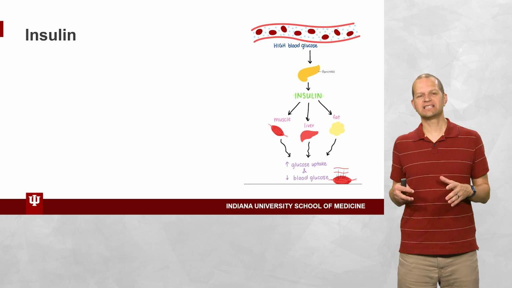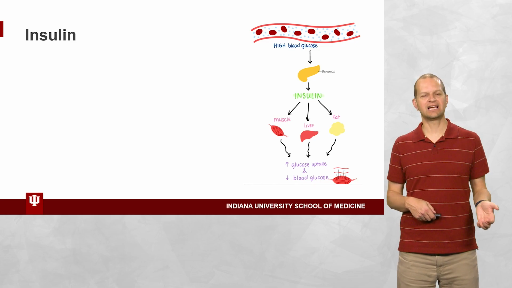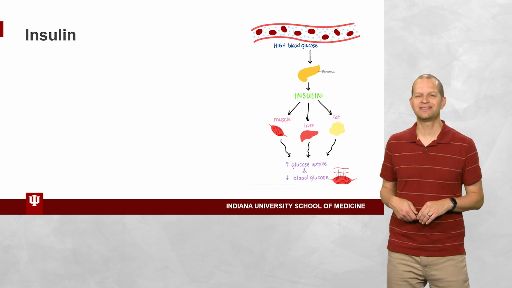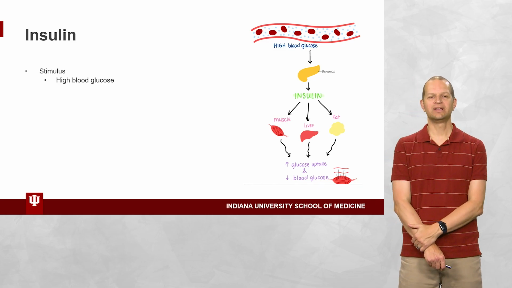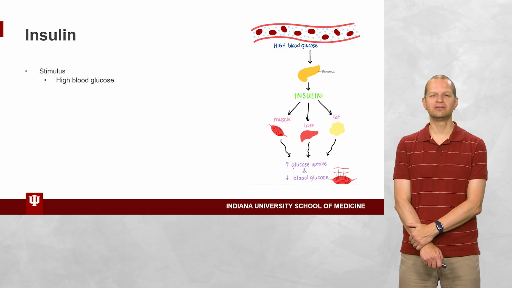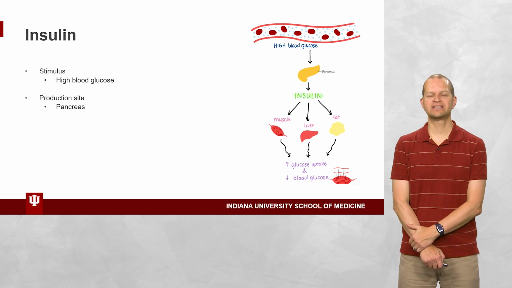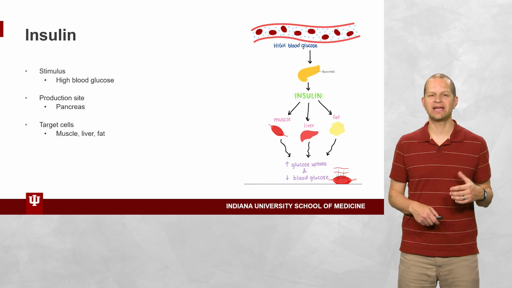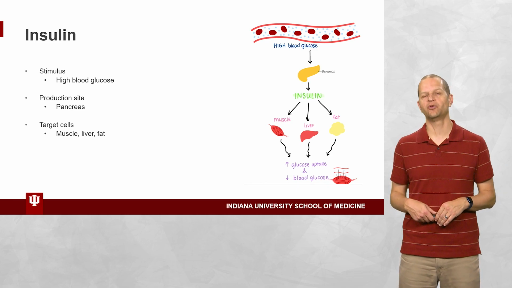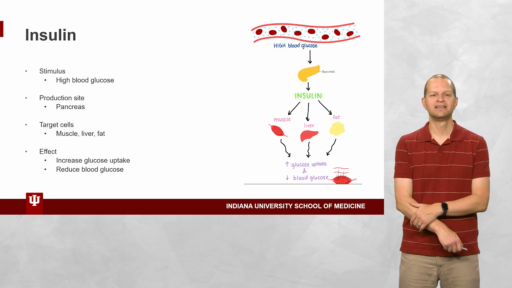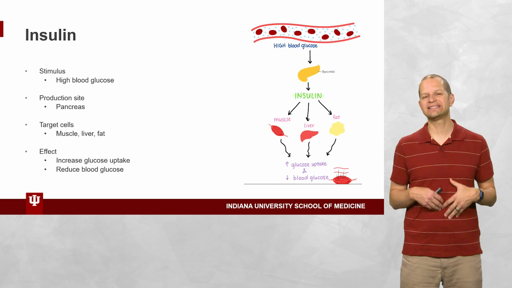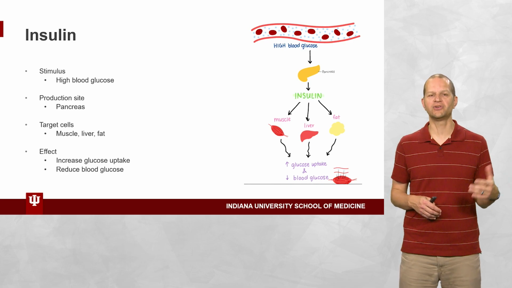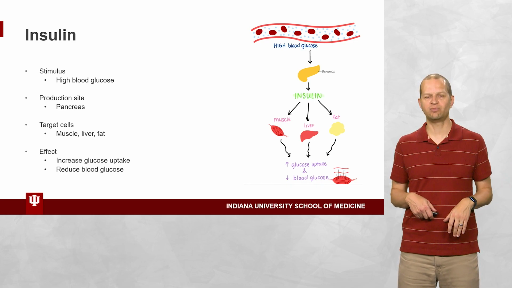From there, we're going to transfer over to the pancreas, and we're going to talk about two hormones with the pancreas. So we've got insulin, which is stimulated by high blood glucose. This is produced in the pancreas, and what happens is the pancreas releases insulin. It targets muscle, liver, and fat. What this does is increase glucose uptake into all of those places. Ultimately, this reduces blood glucose.